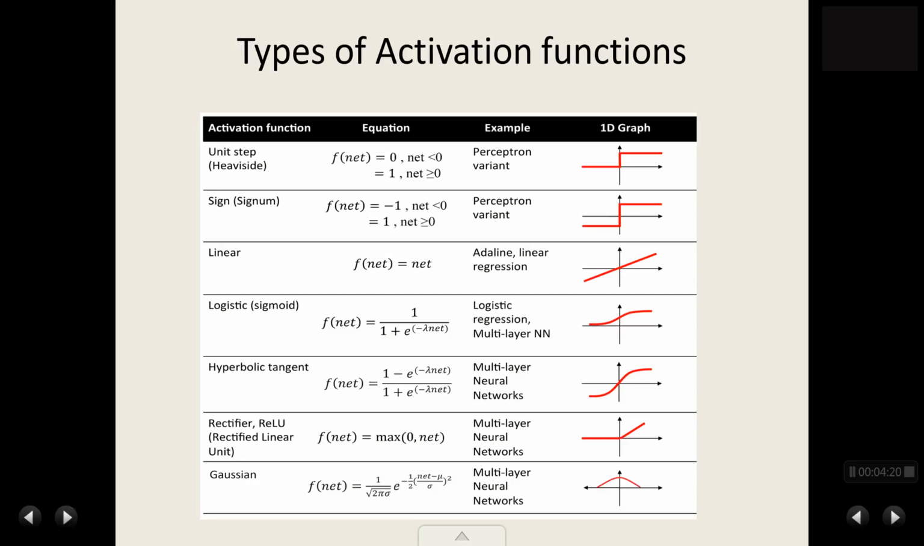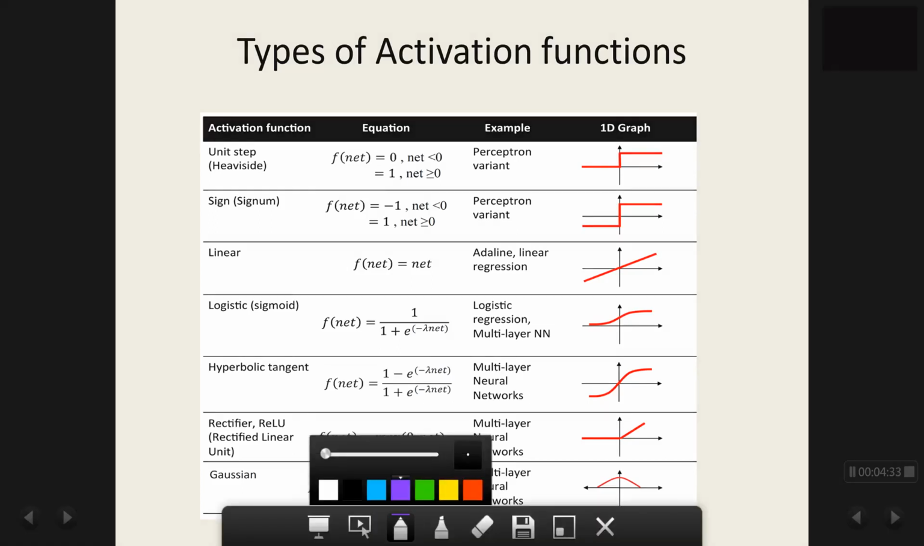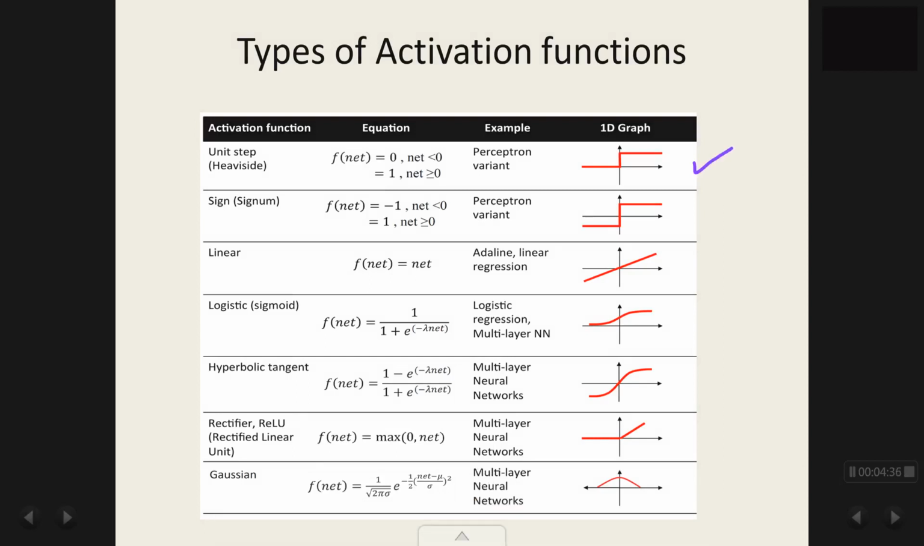So these are some of the activation functions. I have briefly noted them down and put up this table, and here you can see the graphs for the different activation functions. This is a unit step function. You must already know what a unit step is. For the unit step, for net less than 0, the output is 0, and for net greater than or equal to 0, f of net is equal to 1.